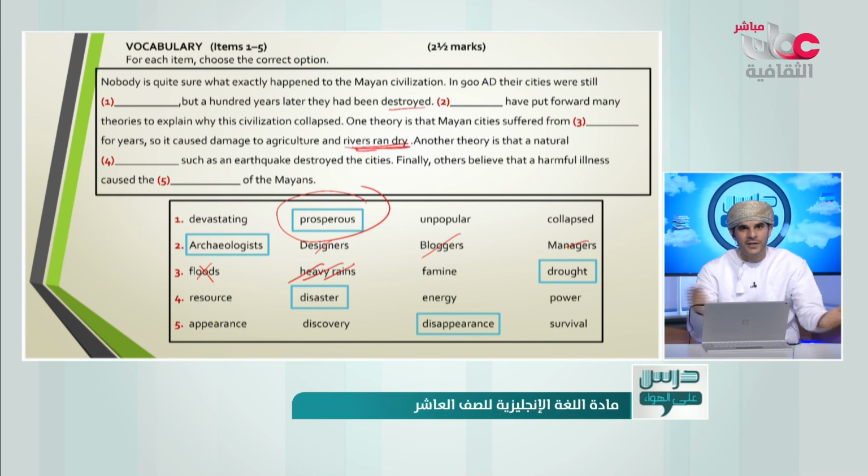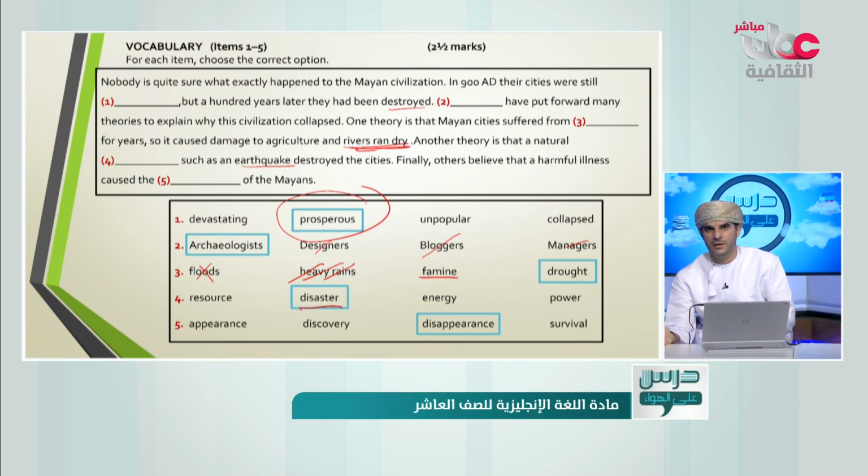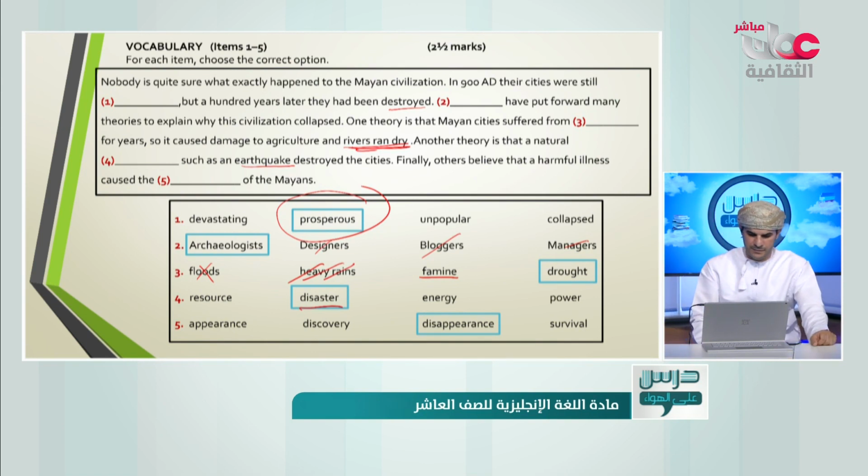No, there is no water. So how come floods or heavy rains? Of course, take them out. Famine or drought. So it's drought because the rivers ran dry. No water in the rivers. Okay? Number 4, such as earthquake. Earthquake is a disaster, not a resource, not energy, not power. Because this is explaining something between people. It's not a natural. So a natural disaster.